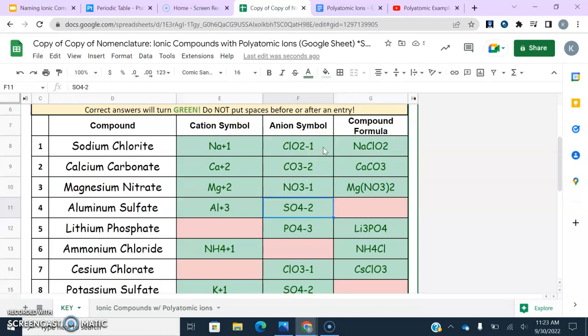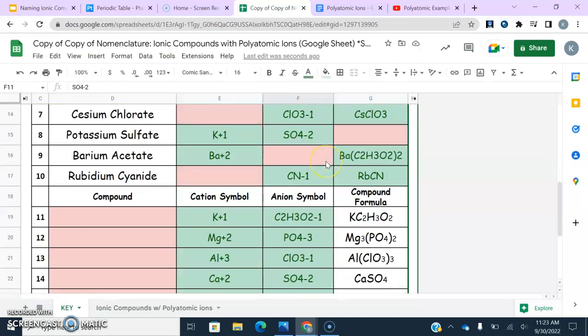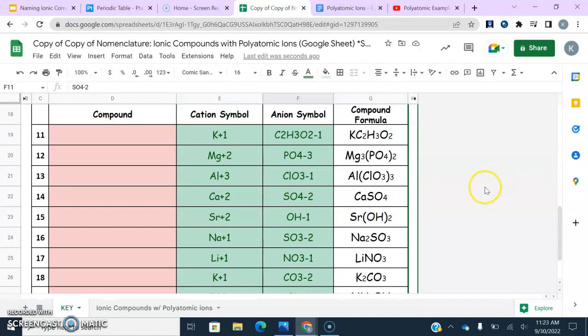So the cation comes from the periodic table. You just have to understand how to figure out the charge. The anion charge is going to come from your polyatomic table. And then the compound formula comes from your swap, drop, and chop. Okay, now on the bottom, these are all naming. So 11 through 20 are naming.